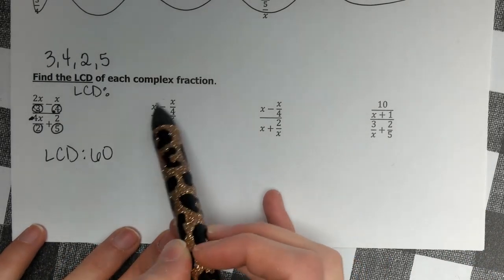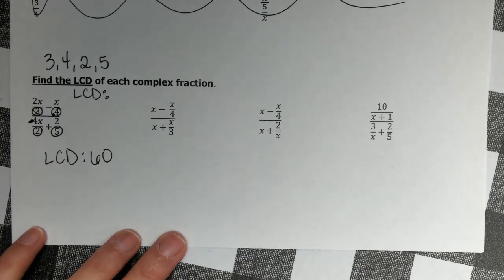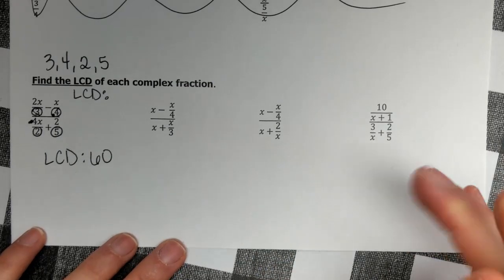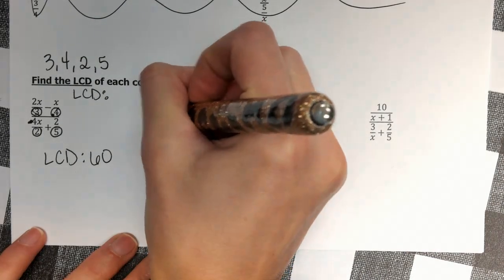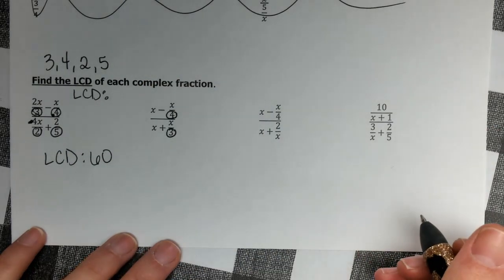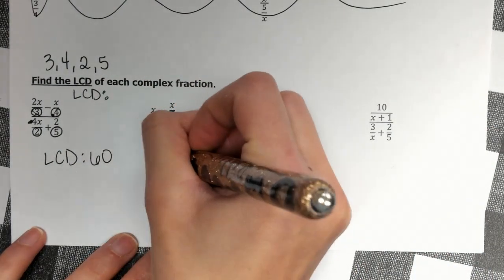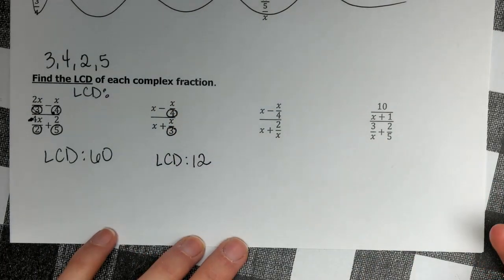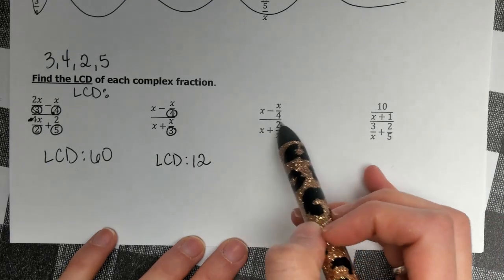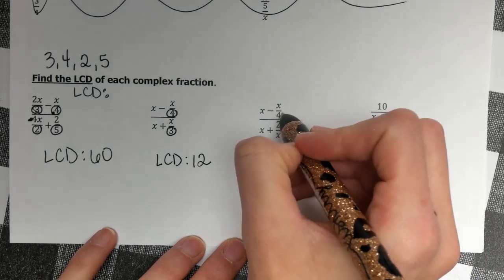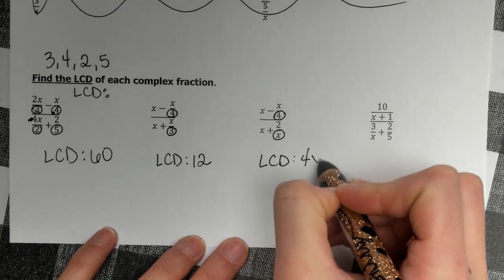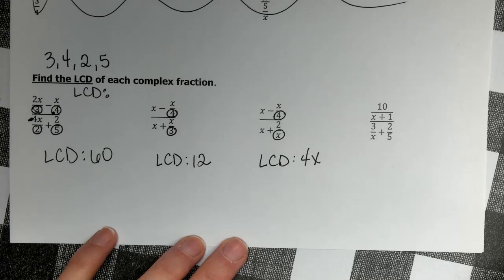When I have something like this second example, I've got x minus x over 4 and x plus x over 3. I'm only looking at my denominators, which are a 4 and a 3. What would my LCD be for 4 and 3? 12. Now I have x minus x over 4 over x plus 2 over x. I've got a 4 and I've got an x. What's my LCD? 4x. When you have a number and just a variable, you just put them together.